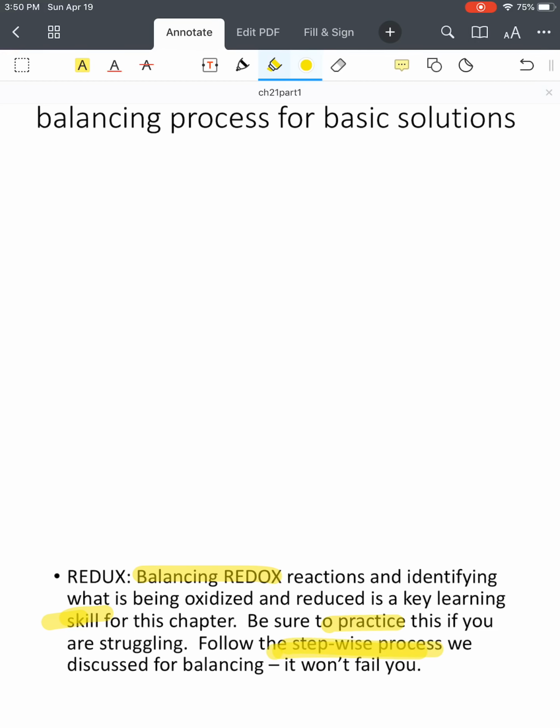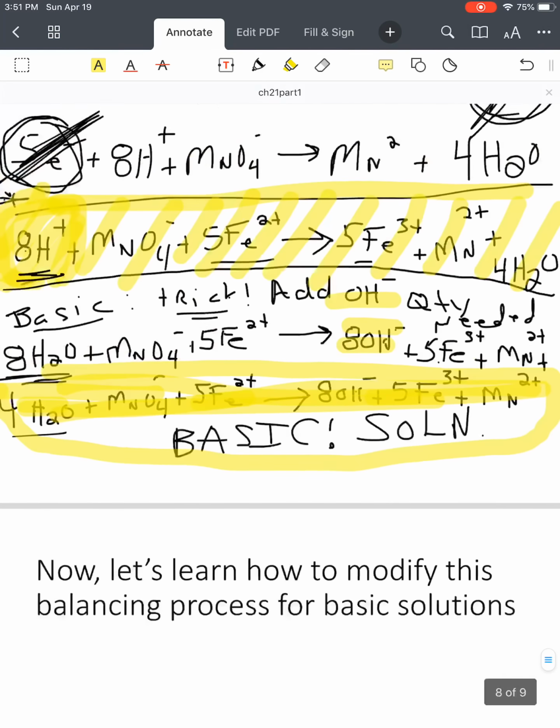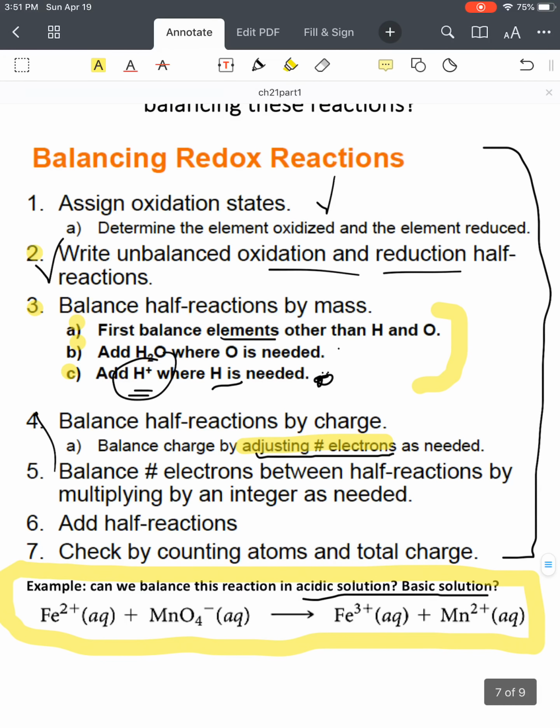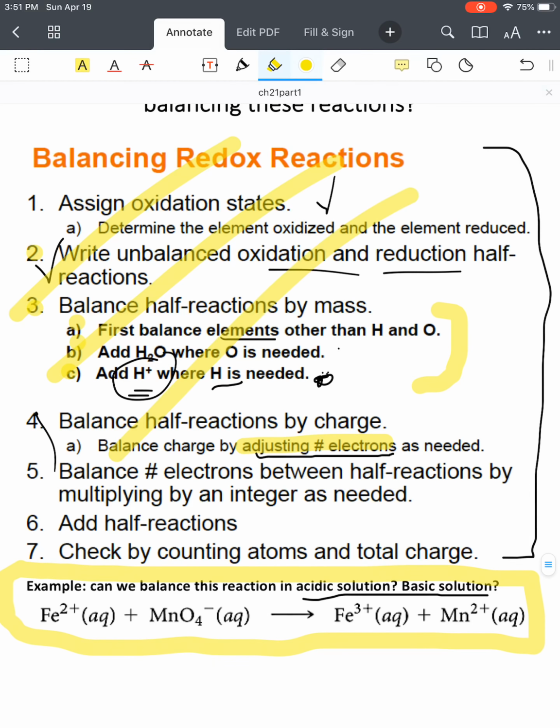And to encourage you on, always follow this stepwise process. I think it really is very useful and it's not going to fail you. So back to those steps again, the ones that are here outlined on this slide for balancing redox reactions. I mean, this stuff is really, really important. You'll want to practice it a little bit, but it's nothing that each of you cannot master.